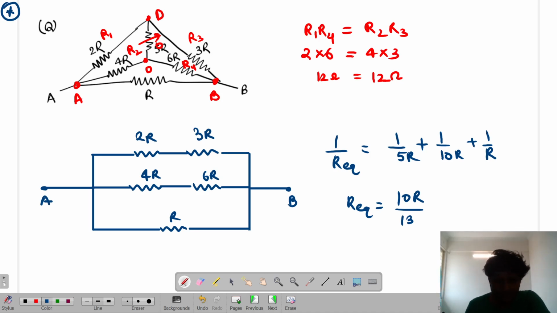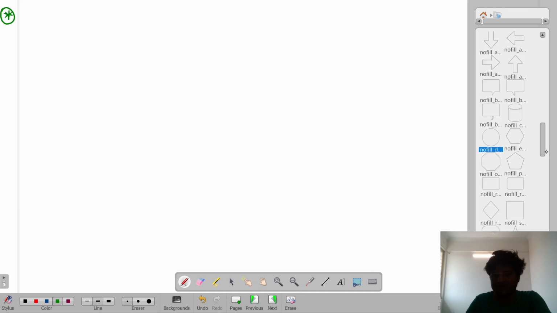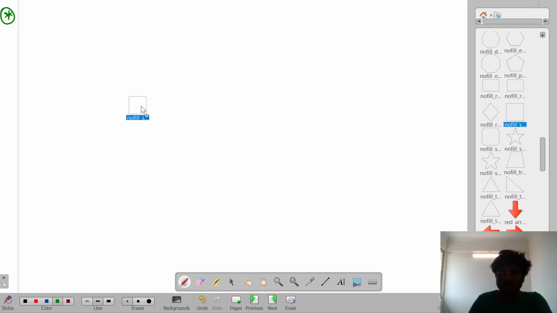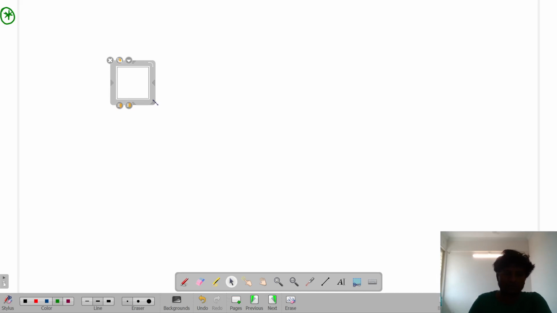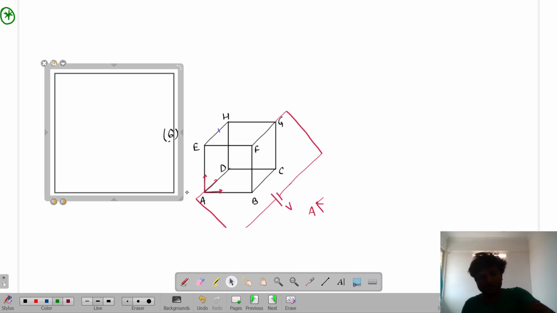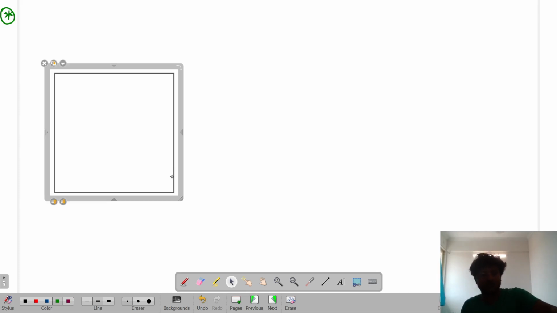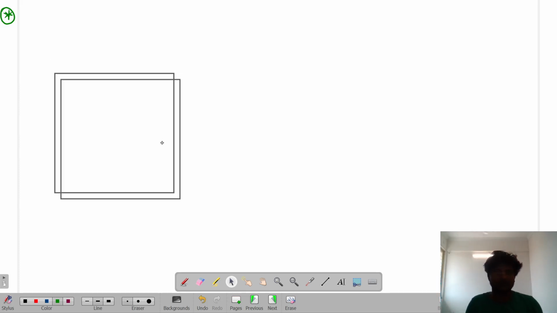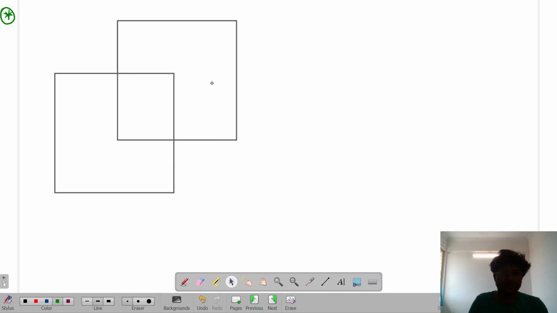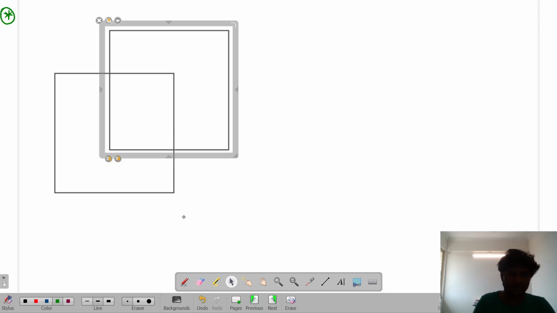Okay. Next, the last kind of arrangement which we come across is cube kind of problems, isn't it? Where many guys face problems. They tell us that there are cubes in the form of resistors. Go ahead. So let's make it smaller.